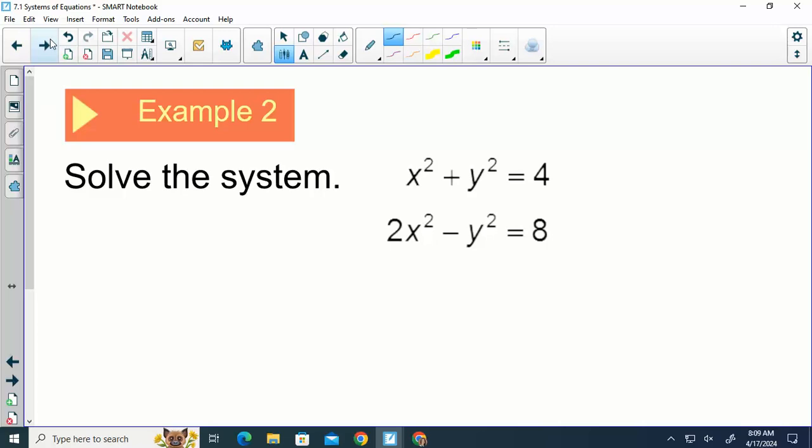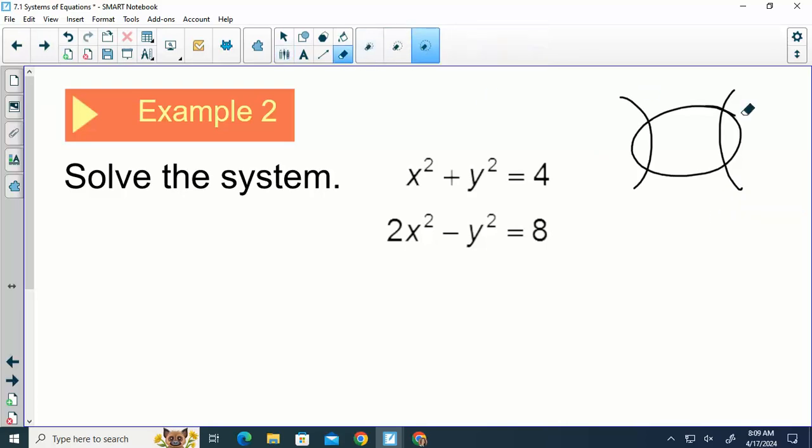It actually turns out to be a circle. But the 2x squared minus y squared equals 8 is more like this. And so depending on where our circle lies, we might have no solutions, we might have 2 solutions, or we could get 4 solutions.